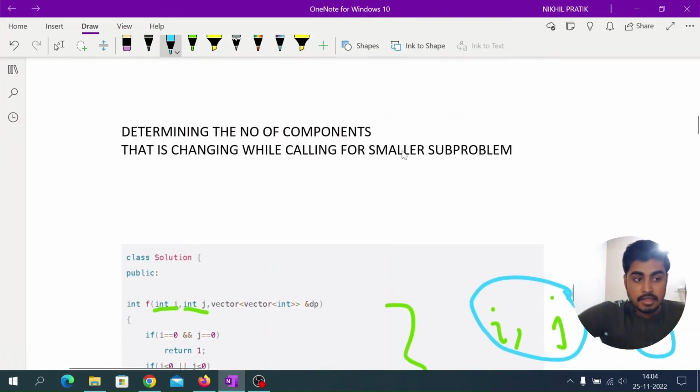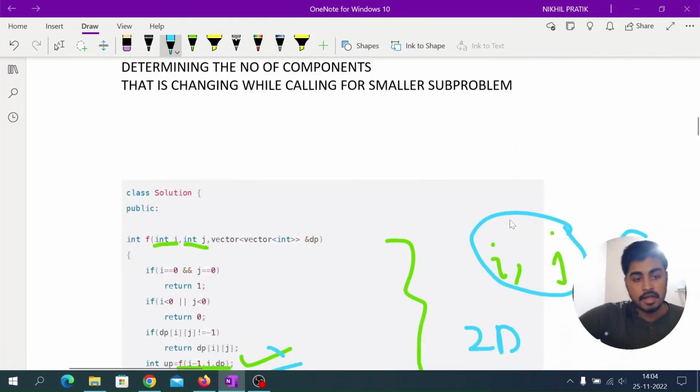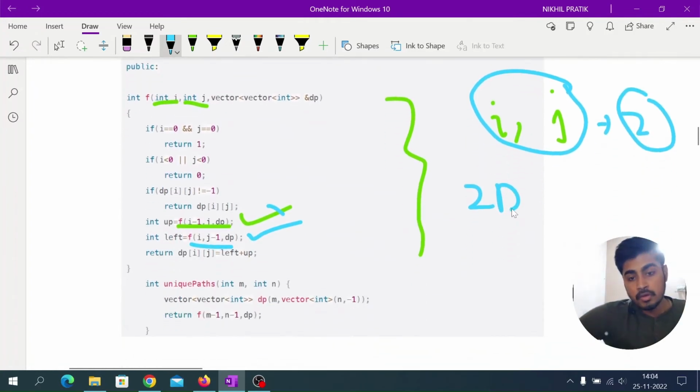And in the Fibonacci case, as only one of the components is getting changed, it is a 1D array. Now we know that here it is a 2D array, right? But what will be the size of the 2D array?